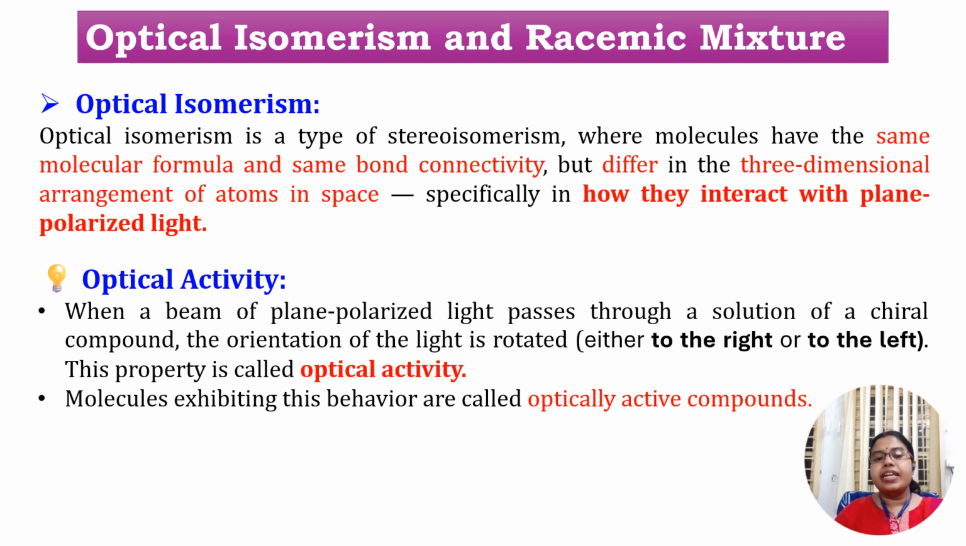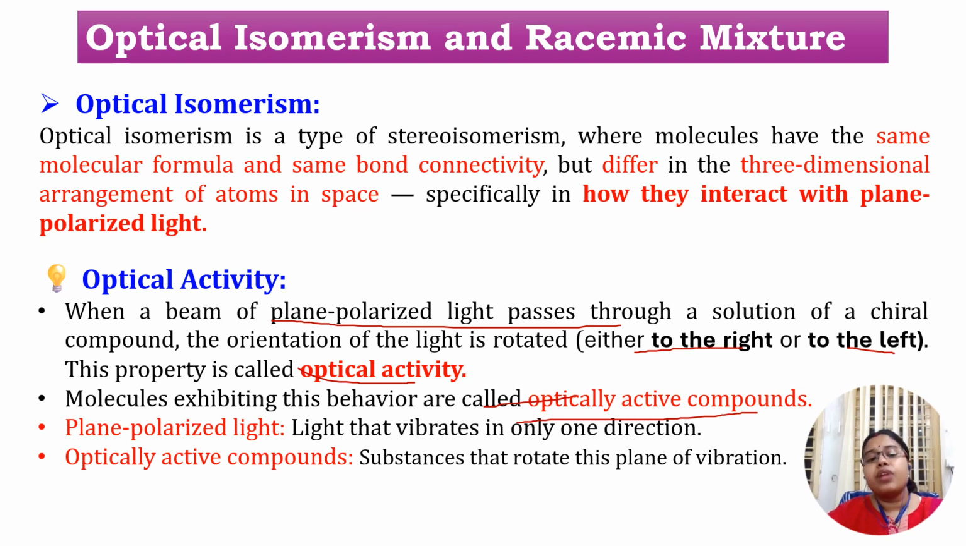Optical activity means that when a beam of plane polarized light passes through a solution of a chiral compound, the orientation of the light is rotated either to the right direction or to the left direction. This property is known as optical activity. And the molecules which exhibit this behavior are known as optically active compounds. What is the meaning of plane polarized light? It is light that vibrates in only one direction, and optically active compounds rotate this plane of vibration.